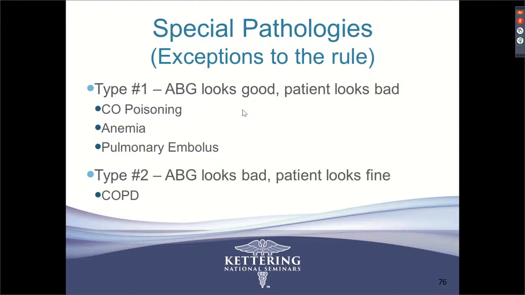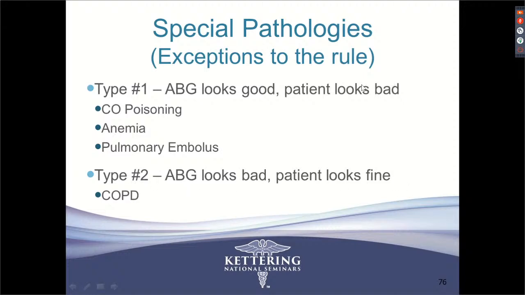All right. So top of page 20, letter F, special pathologies, exceptions to the rule. Under number 1 there, I want you to highlight letter A, type 1, ABG looks good, the patient looks and feels bad. This type 1 patient description is a Kettering thing. This is not something they're going to ask you on the test. This is just us in Kettering trying to help you understand what the exceptions are to the blood gas, okay? So the first type of patient is the blood gas looks good, but the patient looks bad. And then the second type is the blood gas looks bad and the patient looks fine.